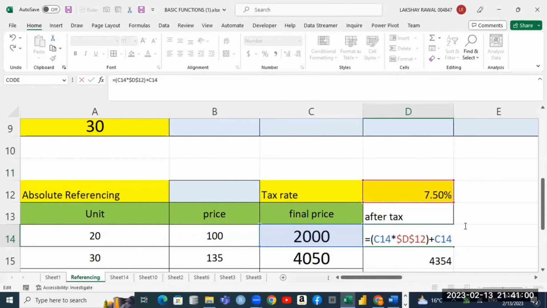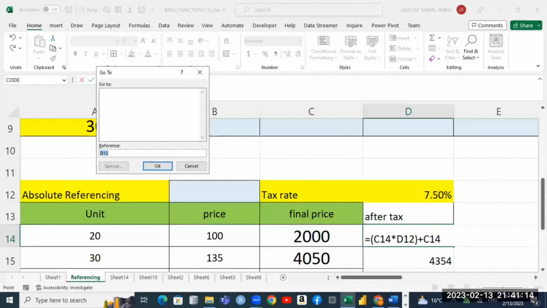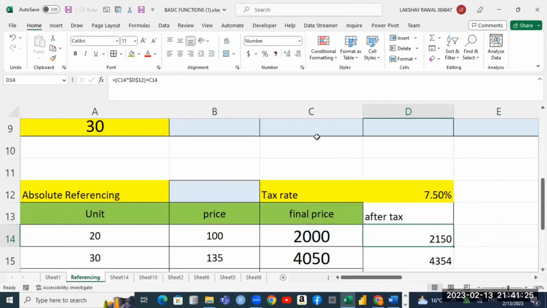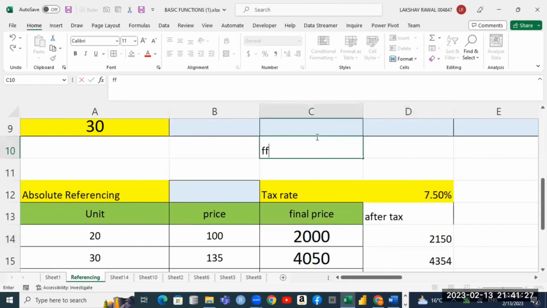Means you have to put the dollar sign two times. The other method is that you select D12 like this and press the function key with F4. Function key with F4. Where is F4? Function key with F4 sign.